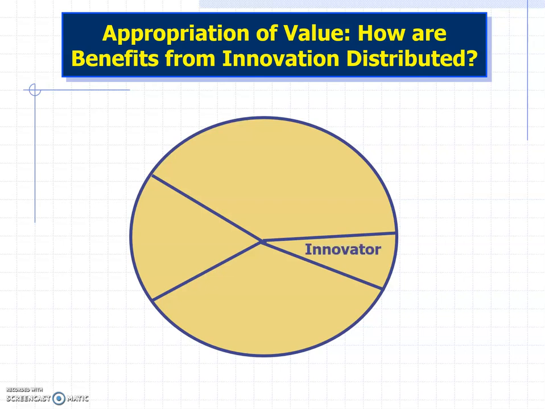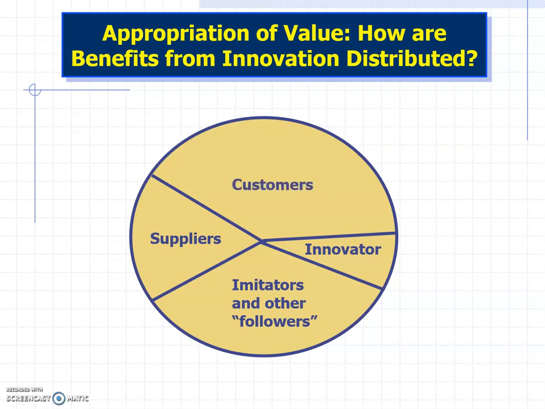The innovator actually took a small slice of this market. They didn't get the biggest slice. Actually, the imitators and the other followers ended up getting a much, much larger share of the value. But also, the suppliers were able to capture a lot of that value, the suppliers that made the inputs into this product. But ultimately, it was the consumers or the customers that benefited the most, that were able to extract the most value out of that.